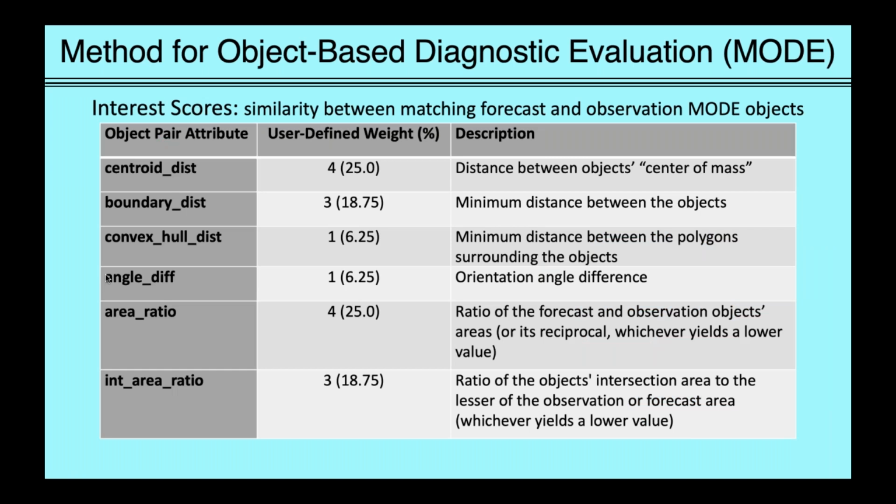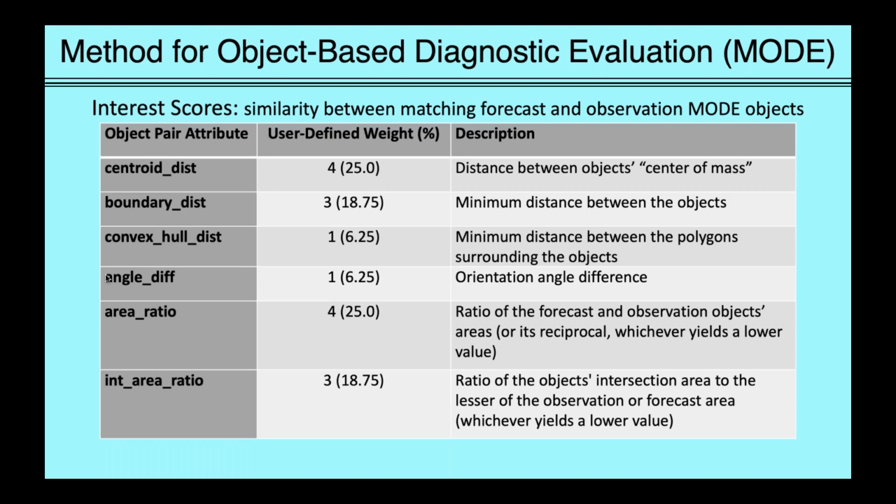As I mentioned, interest scores are the similarity between matched forecast and observation MODE objects. We have defined interest scores using 4 different object pair attributes, and we've given them certain weights. The centroid distance is given a weight of 4, and that's the distance between the objects' centers of mass. We gave boundary distance a weight of 3, so the centroid distance is about 33% more important than the boundary distance. Area ratio we also gave a weight of 4, and intersection area ratio we gave a weight of 3.